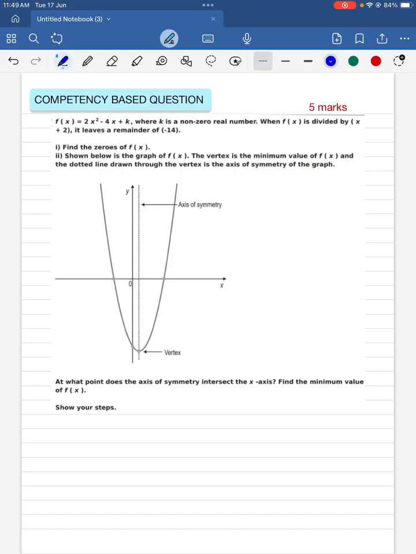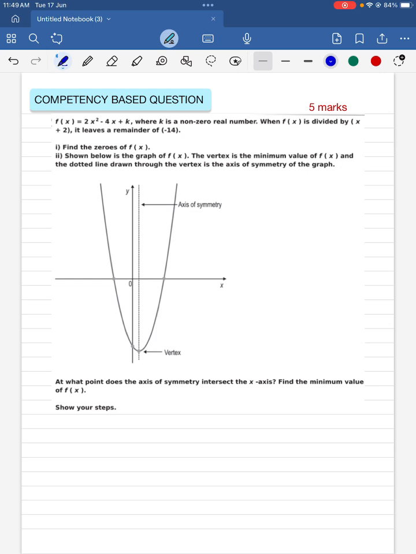In this video, I'll be doing a competency-based question for 5 marks. Let's look at the question. It's from the lesson Polynomials. Now, f of x is equal to 2x squared minus 4x plus k, where k is a non-zero real number. When f of x is divided by x plus 2, it leaves a remainder of minus 14. You have to find the zeros of f of x.